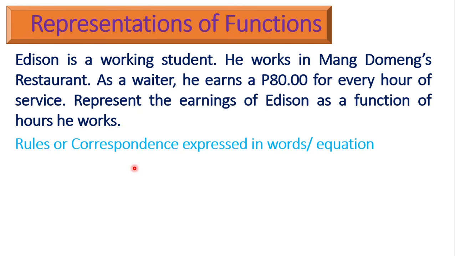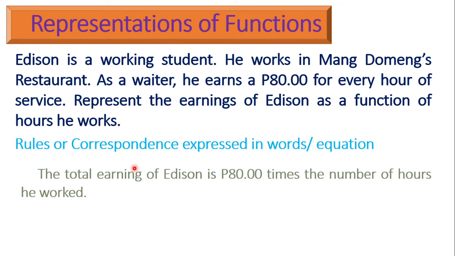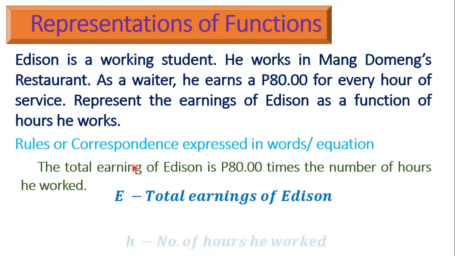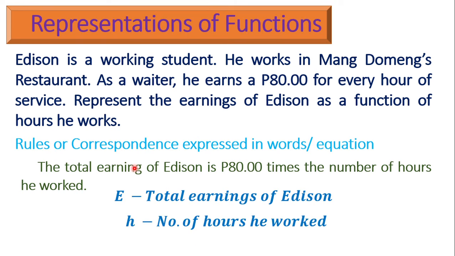So, rules of correspondence expressed in words and equations. The total earning of Edison is 80 times the number of hours he worked. E represents the total earnings of Edison, while H is the number of hours he works. So, E is equal to 80 times H, di ba? So, makukuha natin yung ilan yung kanyang kikitain, depende sa oras na kanyang pagtatrabahuhan.